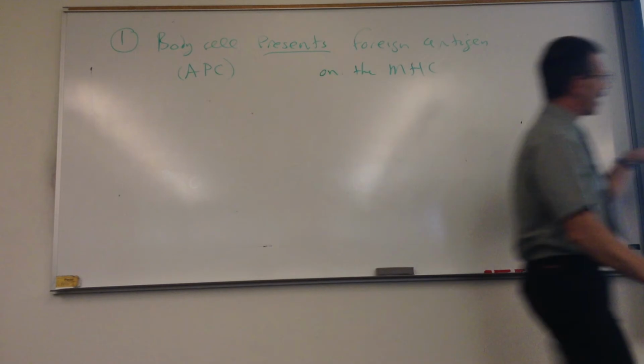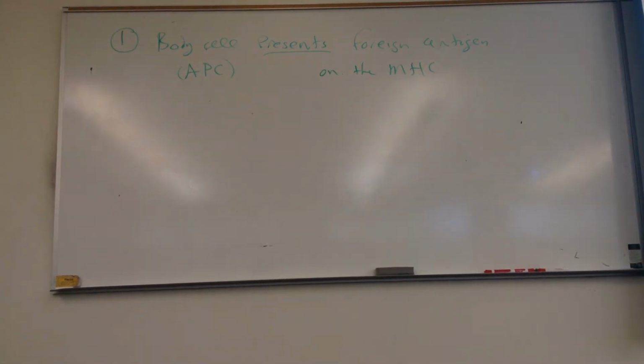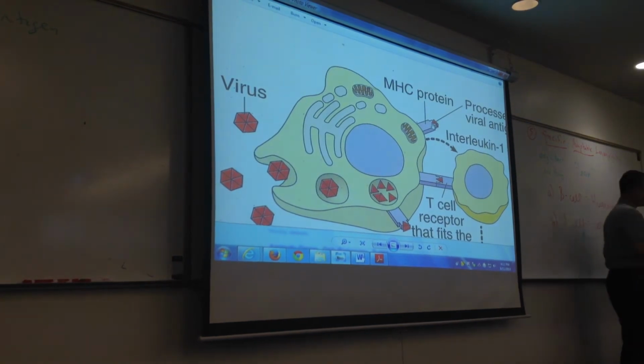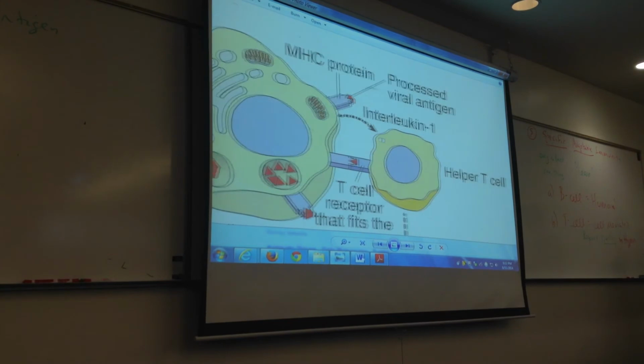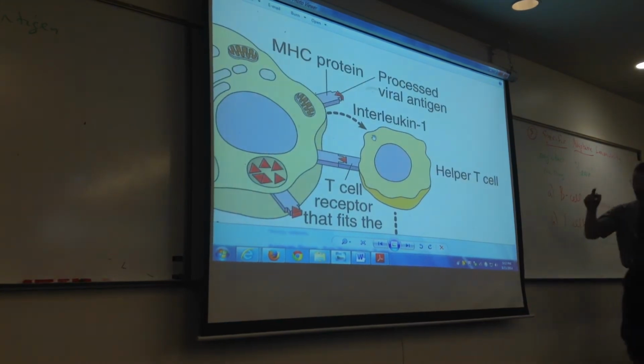So the bad guy thing is stuck on my thing. How's that for scientific sounding? So I put the antigen on my MHC1 type protein receptor. Who is this? Who's looking at it? A T cell. What kind of T cell? Nope, that's a chemical. That is a special kind of T cell called a helper T cell.